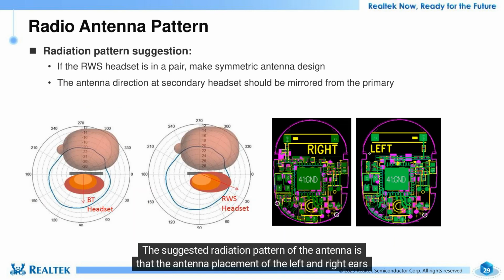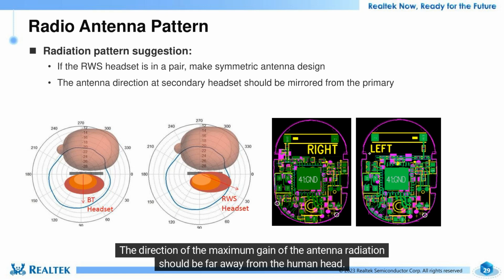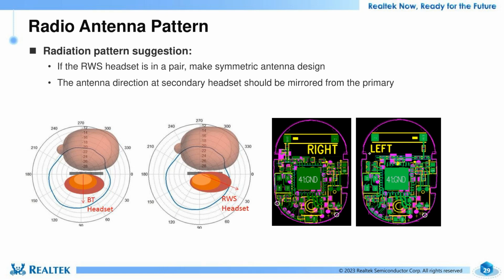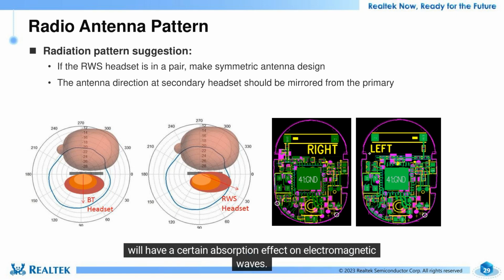The suggested radiation pattern of the antenna is that the antenna placement of the left and right ears should be symmetrical. The direction of the maximum gain of the antenna radiation should be far away from the human head. In the direction of the human head, it is better to radiate a little weaker, because the human body will have a certain absorption effect on electromagnetic waves.